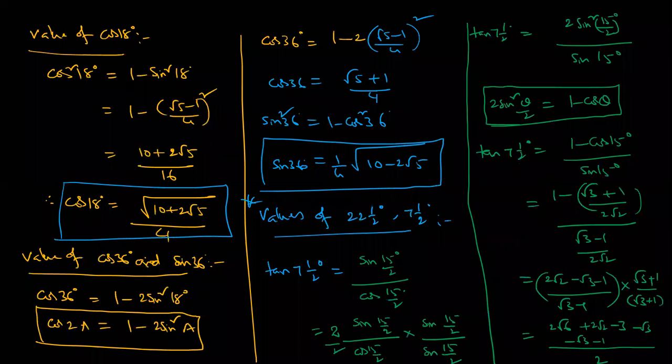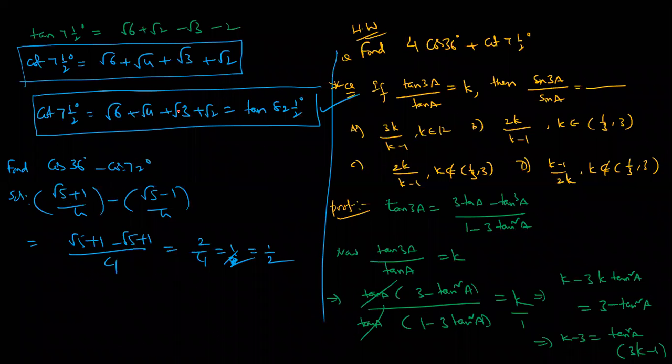Fine. So cos 18 degrees, we have to derive cos 36, tan 7.5. So using this property, we derive this one. So cot 7.5 degrees is how much? Root 6 plus root 4 plus root 3 plus root 2. The complementary angle of cot theta is nothing but tan 90 minus theta. So dear students, please remember this formula.